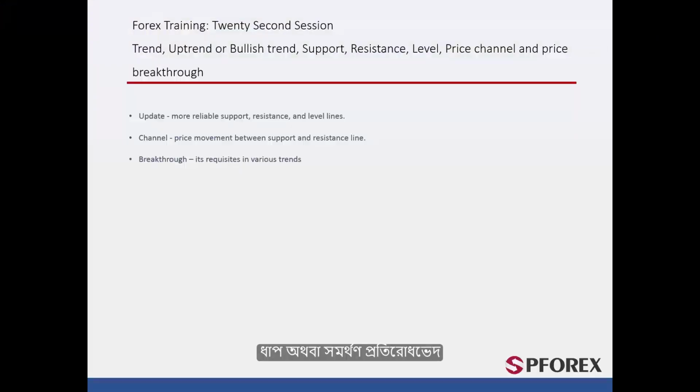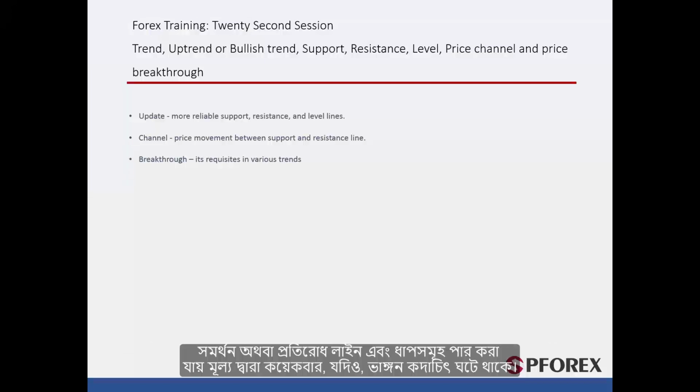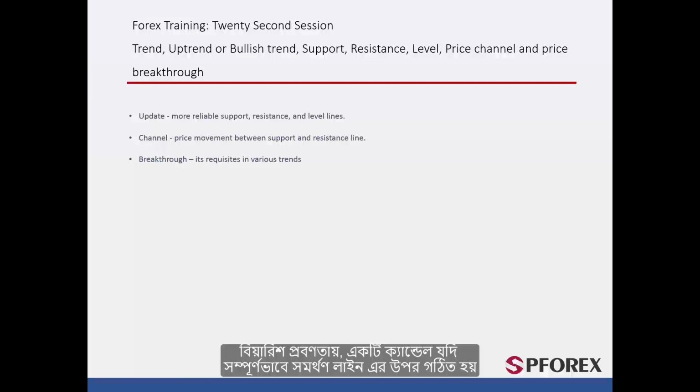Level or support breakthrough. Specifying breakthrough is one of the most troublesome issues. Support or resistance lines and levels can be crossed by price multiple times. However, breaking happens rarely. In a bearish trend, if a candlestick is formed completely above the support line, whereby another candlestick above the first candlestick, then a break has happened. Consider that the first candlestick must be passed by a maximum of 5 candlesticks.